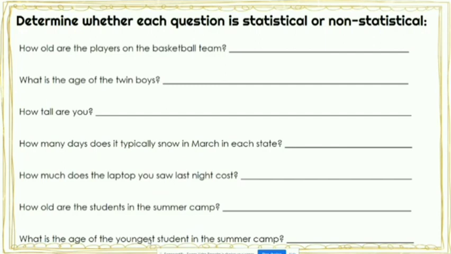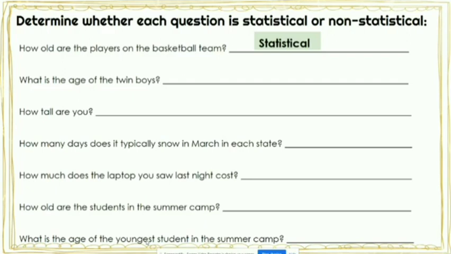The first question says, how old are the players on the basketball team? If I go to a basketball team and ask all of the members of the team their age, I would expect to receive different answers. Because of that, I would get a variety of results, which makes this a statistical question. And that means that this is a good question to use.